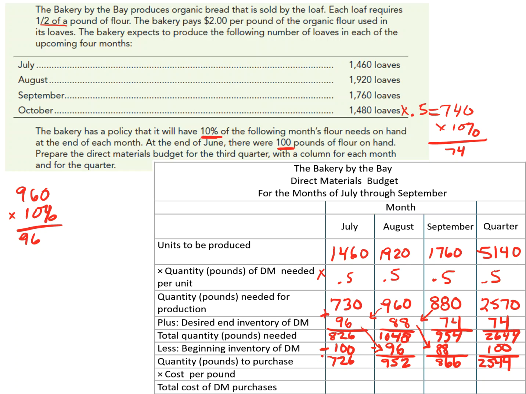Cost per pound. Cost per pound, let's see, is $2 per pound. So we're going to multiply it all times 2. So the cost of direct materials to be purchased in July is $1,452. In August will be $1,904. In September, $1,732. Again, we're just multiplying 2 times the quantity that needs to be purchased. 2,544 times 2 is $5,088, and that's it.